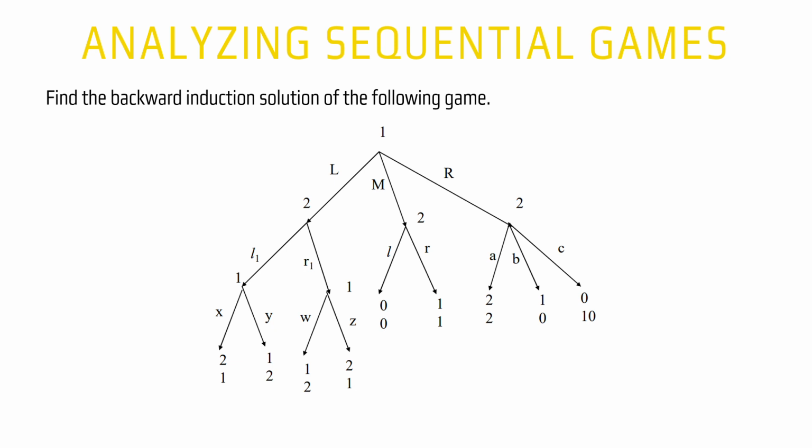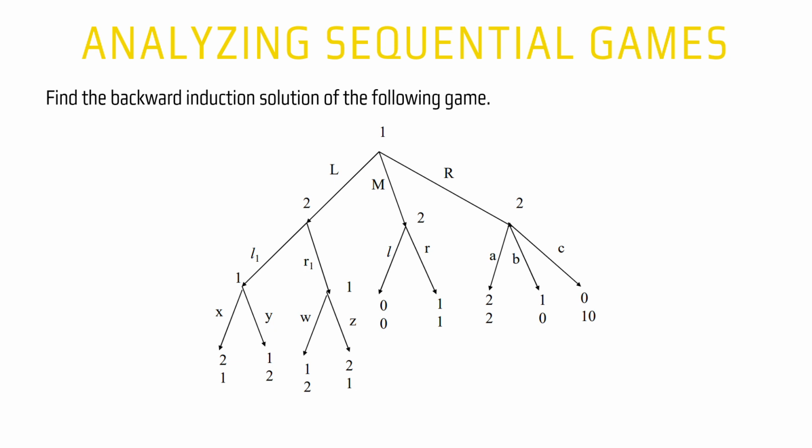So let's consider this problem. Find the backward induction solution of the following game. So the graph presented here is an example of a game represented in extensive form. So a sequential game can be solved using backward induction.